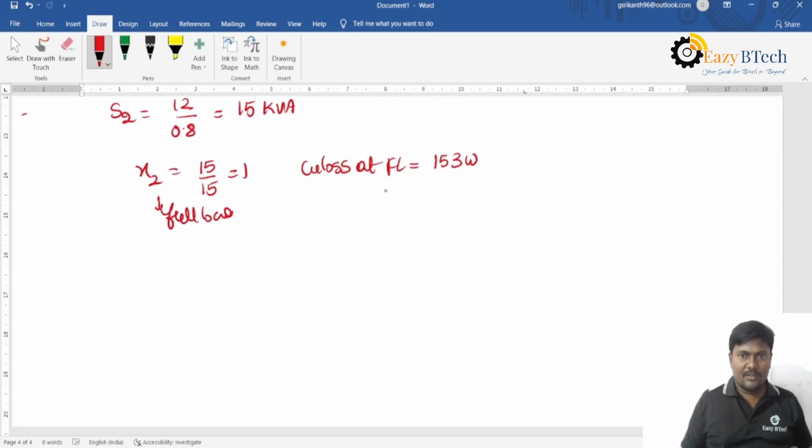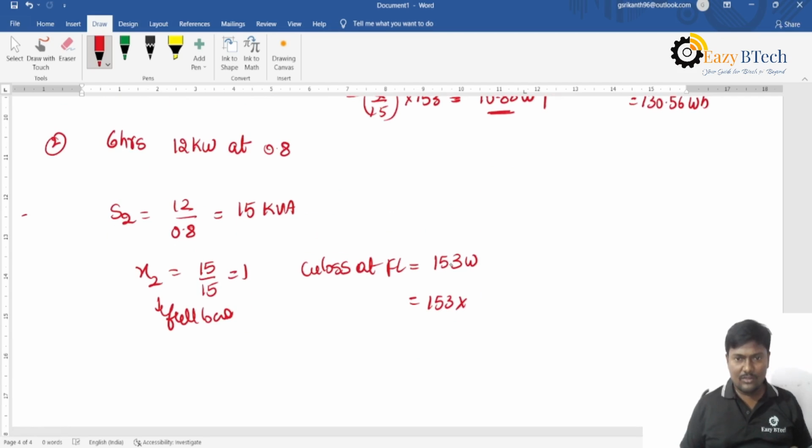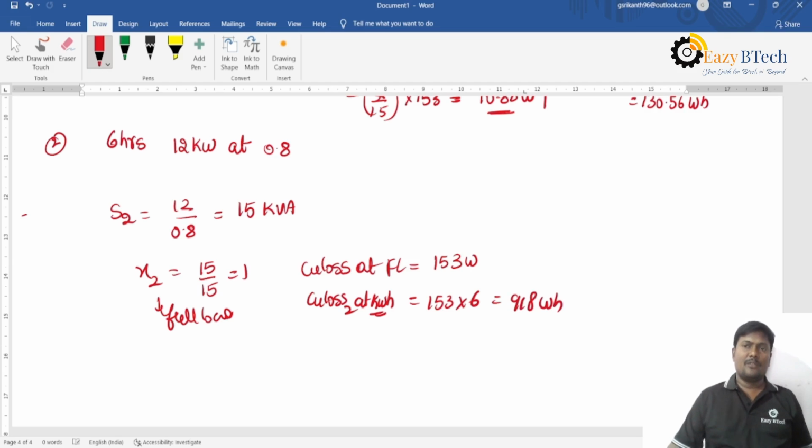Okay, 153 watts into how many hours? That is 6 hours only. This is copper loss 2 in kilowatt hour or watt hour. 153 into 6 hours, that is 918 watt hour. If you want to convert to kilowatt hours, divide by 1000.